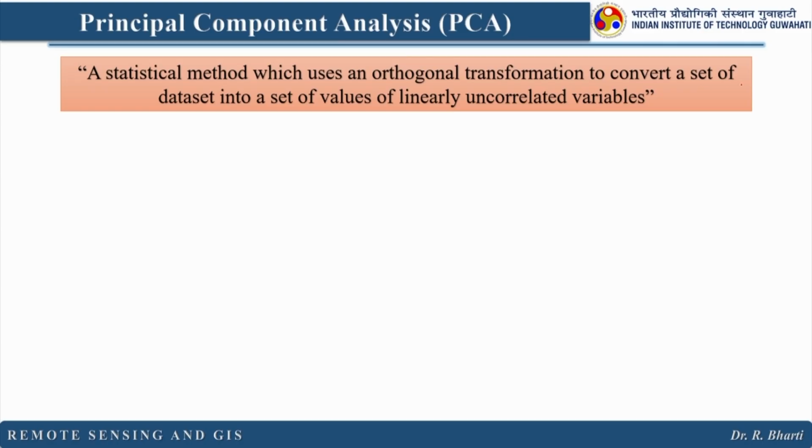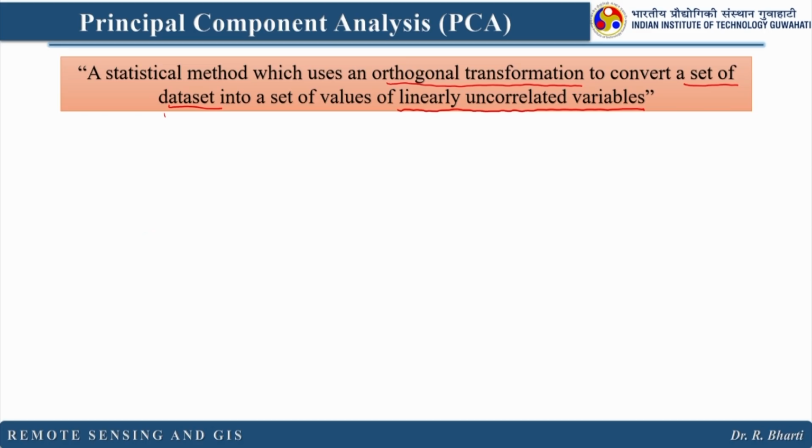It is a statistical method which uses an orthogonal transformation to convert a set of data sets into a set of values of linearly uncorrelated variables. So here, it is an orthogonal transformation on a set of data sets, and the results will be linearly uncorrelated variables. It is very important to understand first what we mean by a set of data sets here in terms of remote sensing.